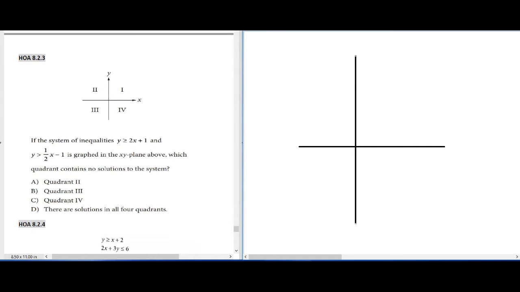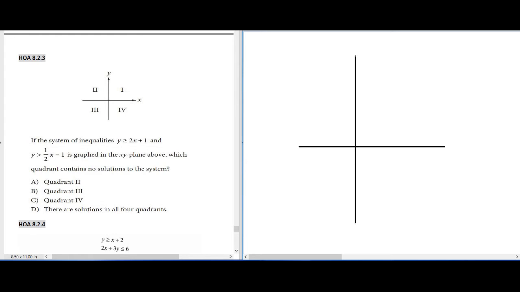Yes, for number 3, this one is generally how to solve a system of linear inequalities. They gave you the xy coordinate plane, and then they gave you the system of inequalities: y is greater than or equal to 2x plus 1, and y is greater than 1/2 x minus 1. And then they want to find which quadrant contains no solution to the system.